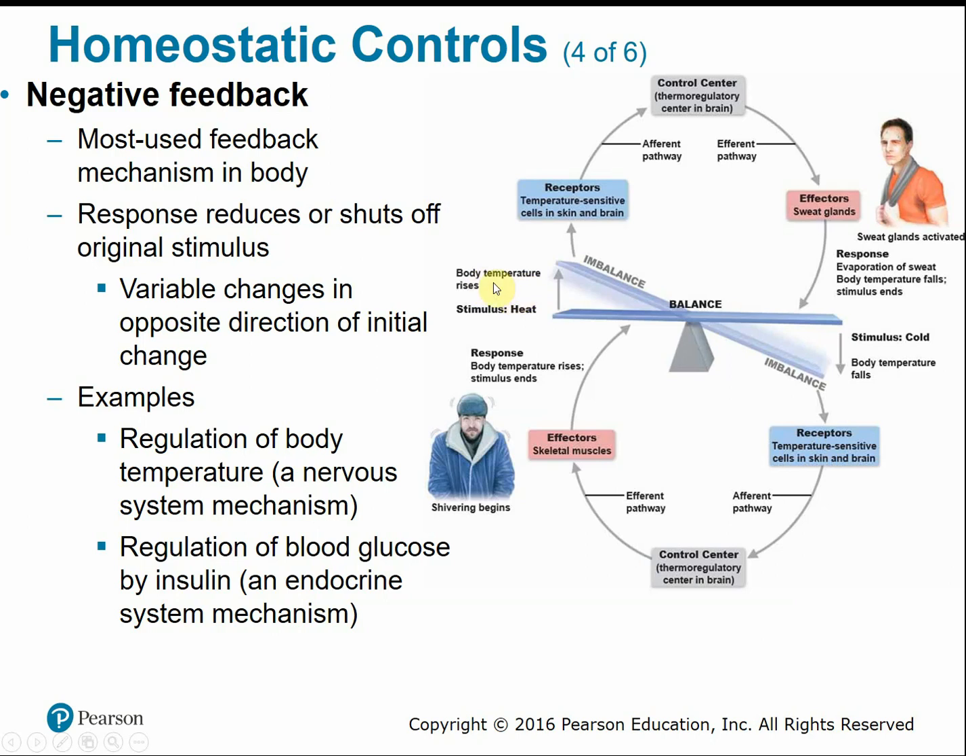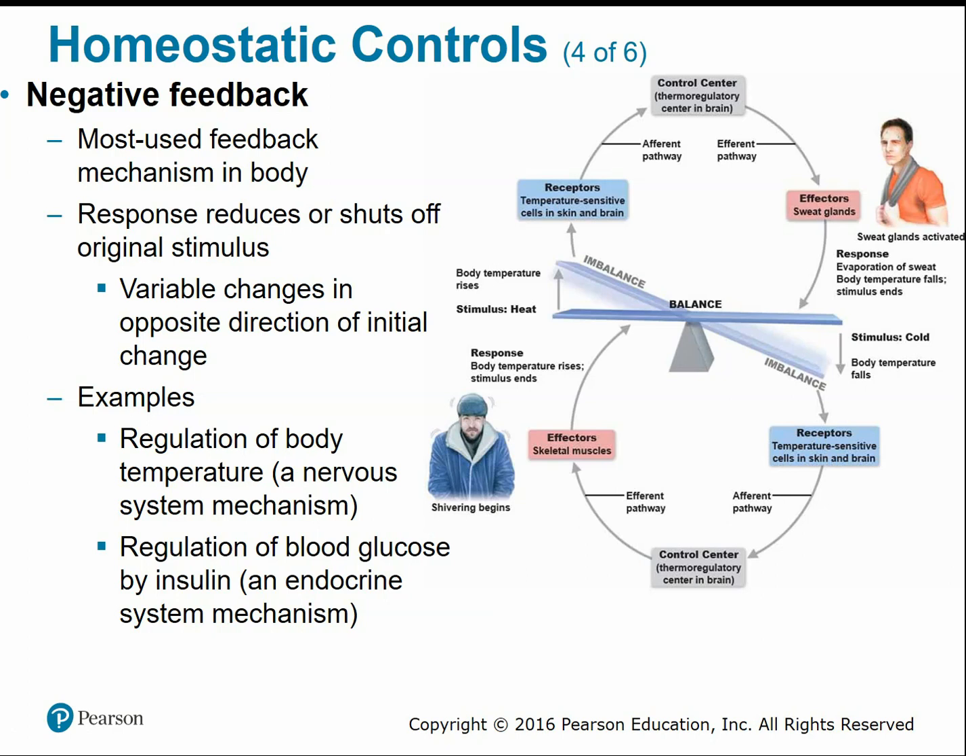So when your body temperature rises, we have receptors that monitor the temperature in the skin and the brain. They detect body temperature getting a little up there, so we alert the control center, the thermoregulatory center of the hypothalamus in the brain. The brain looks at the data, looks at the message and says, oh yeah, temperature is getting too high. We need to get it lower. So how do we do that?